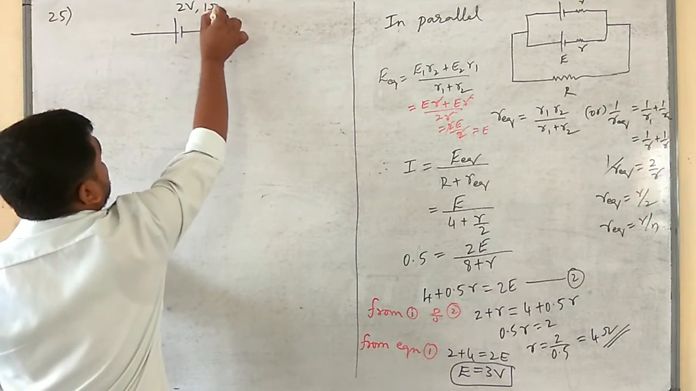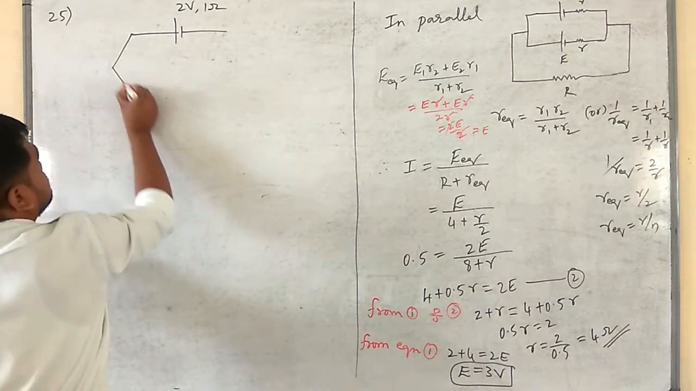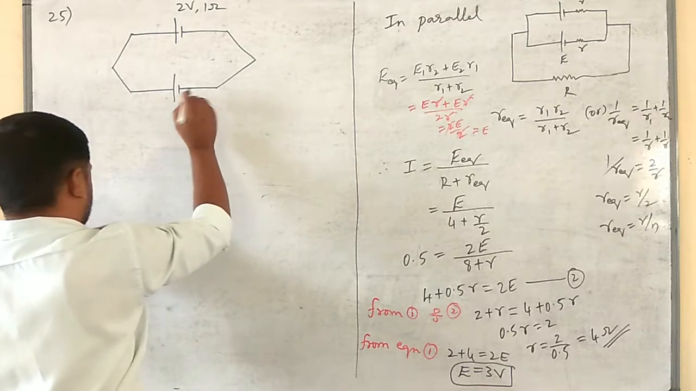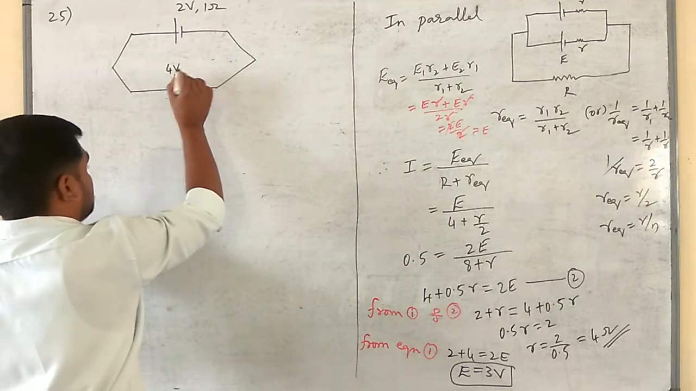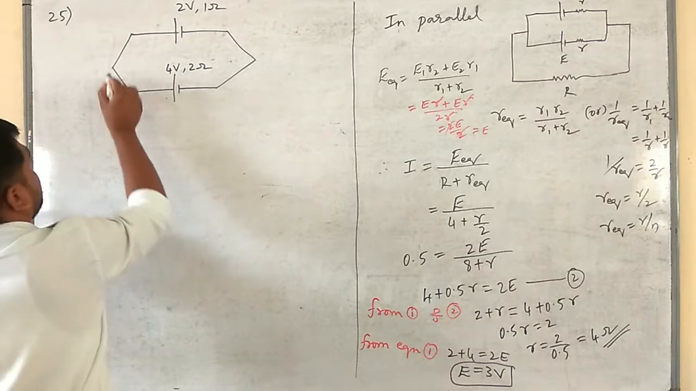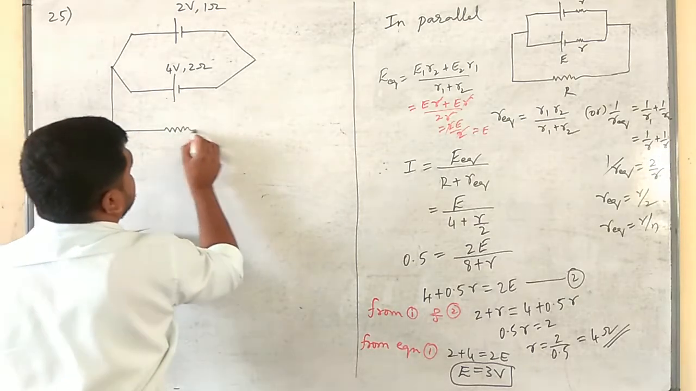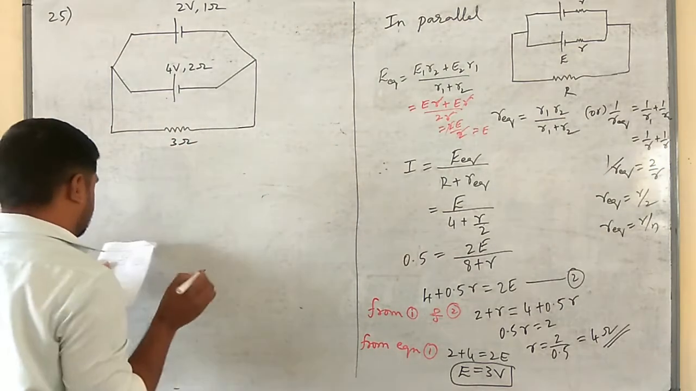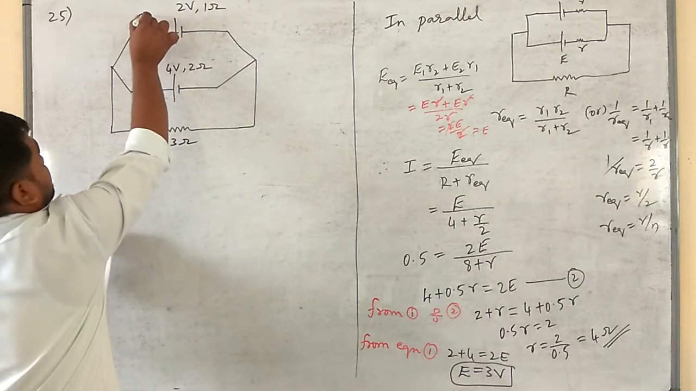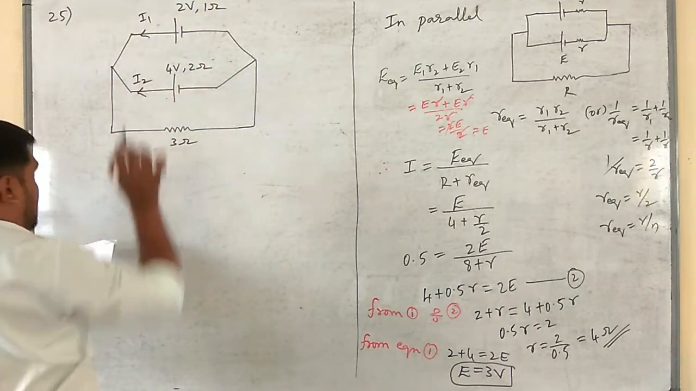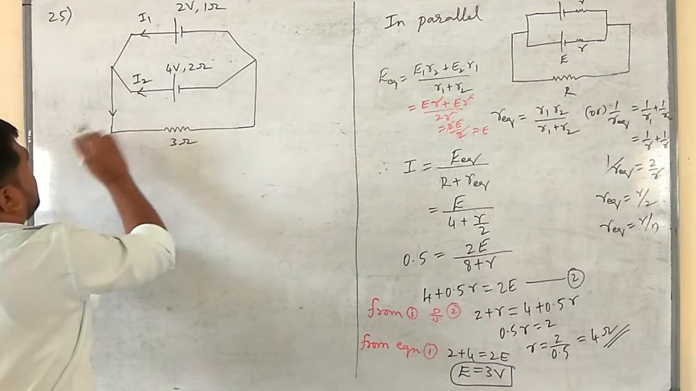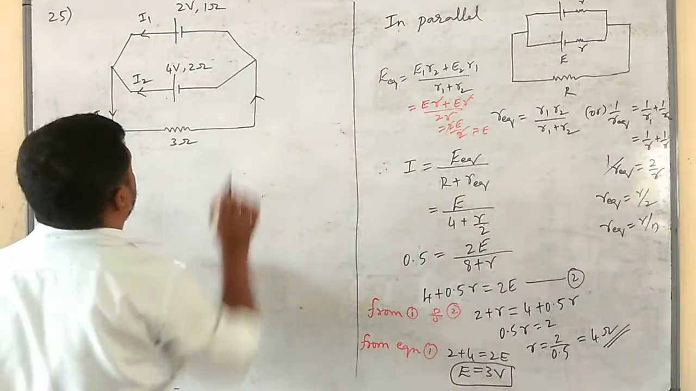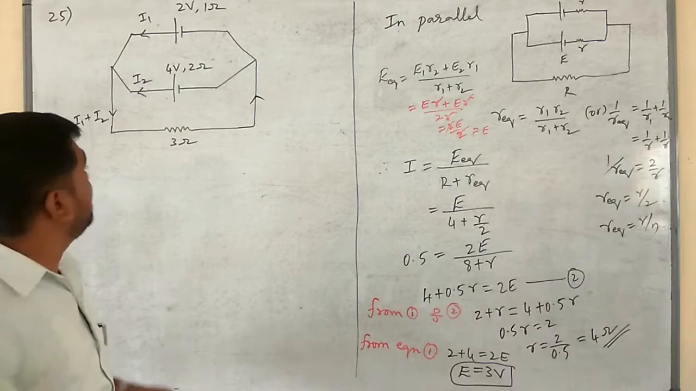2 volt, 1 ohm. This is 4 volt, 2 ohm, and the combination is connected to a 3 ohm resistor. This is I1, this is I2, and totally this is I1 plus I2. Okay. We want to find out the value of I2.